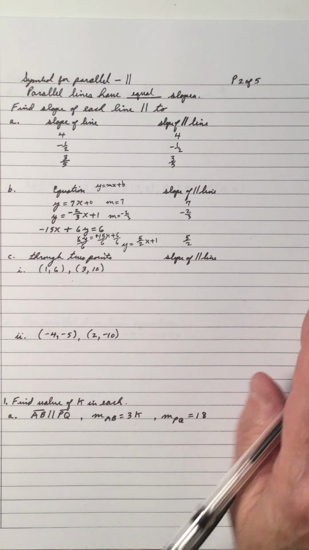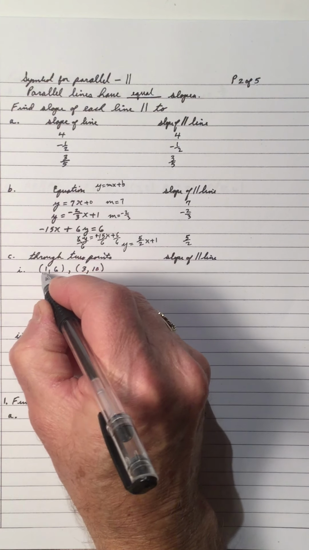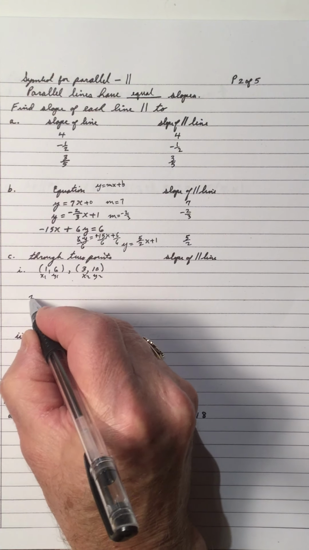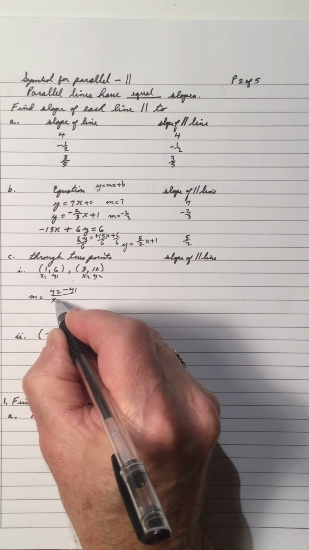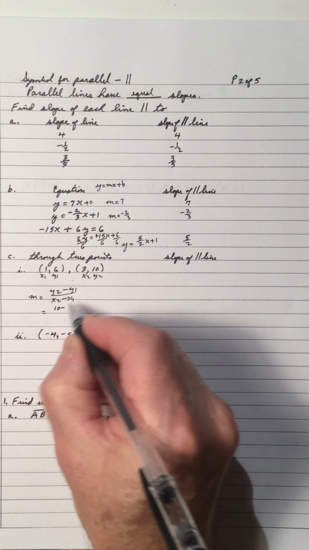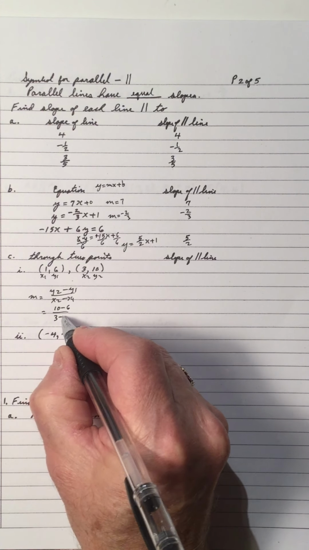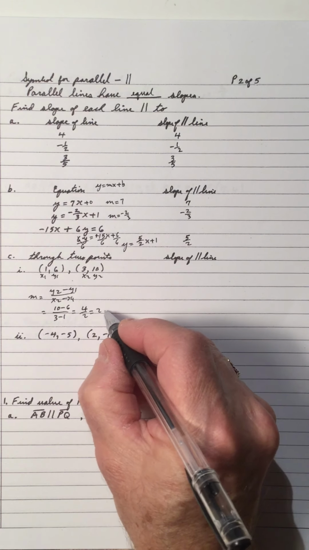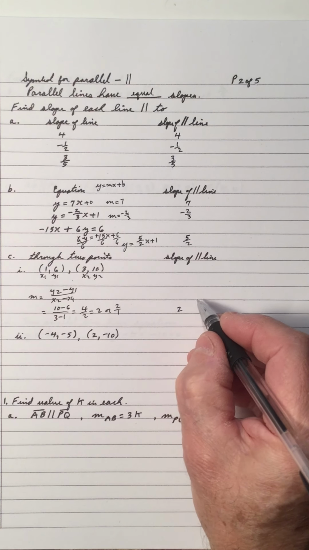And C, through 2 points, find the slope of the parallel line. So this is x1, y1, x2, y2. So the slope is y2 minus y1 over x2 minus x1. So y2 is 10 minus y1 is 6, and x2 is 3 minus x1 is 1. 4 over 2, or 2. So the slope is 2, or we can say the slope is 2 over 1. Parallel to that is the slope of 2.